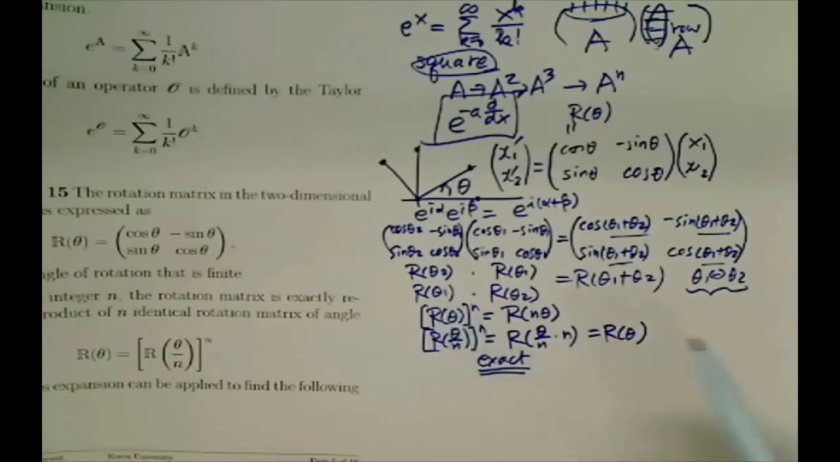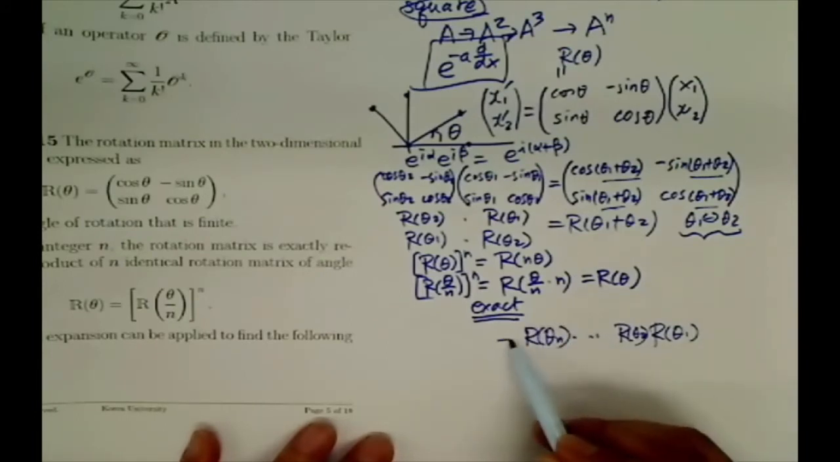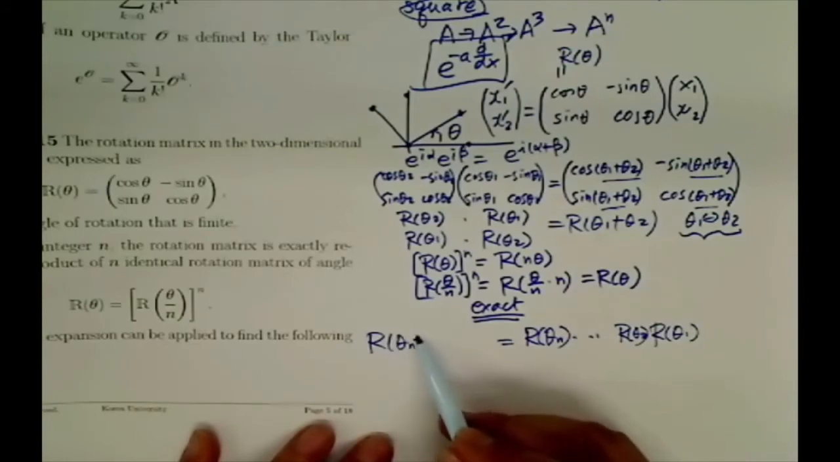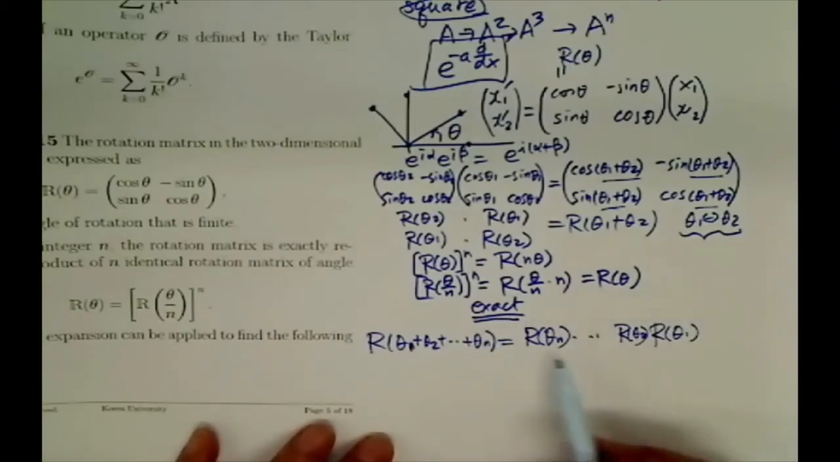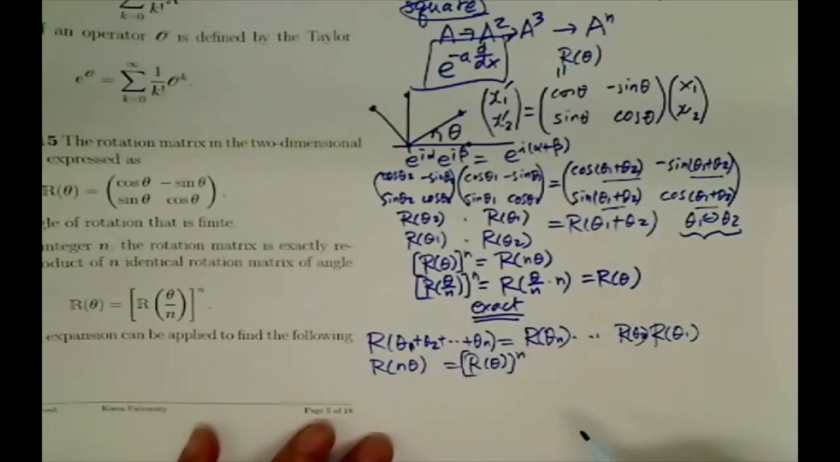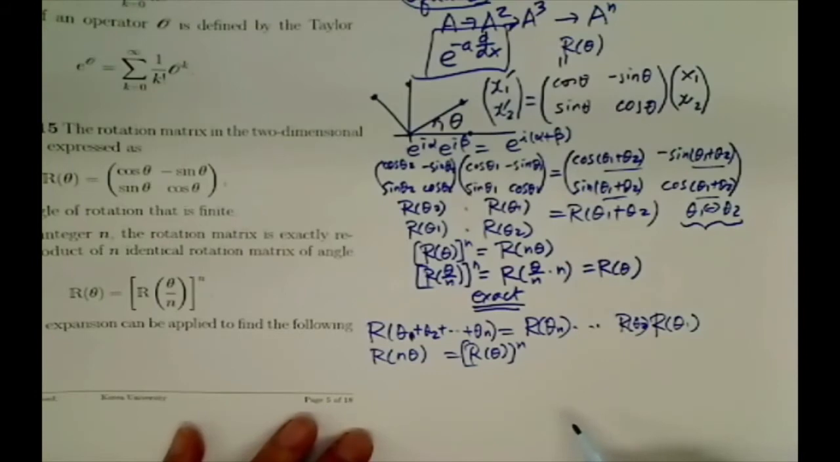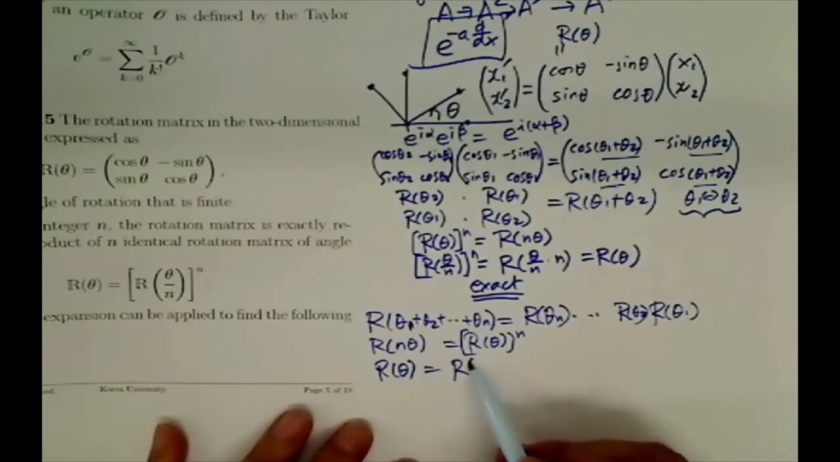In a similar manner, if I rotate many times, R theta 1, R theta 2, and R theta n, then this is a single rotation by theta 1 plus theta 2 plus theta n. What happens if all the angles are the same theta? It is R n theta, and this is R theta to the n. What happens if I slice this into n equal pieces? Then R theta equals R theta over n to the nth power. All right? So this is an exact relation.